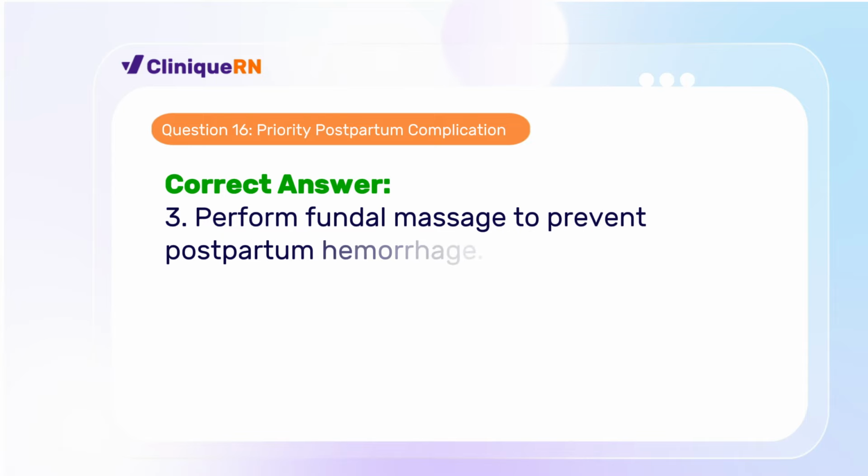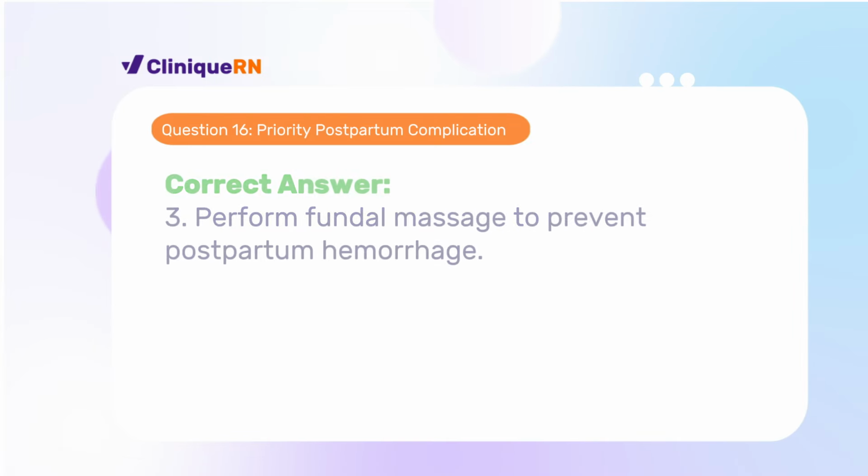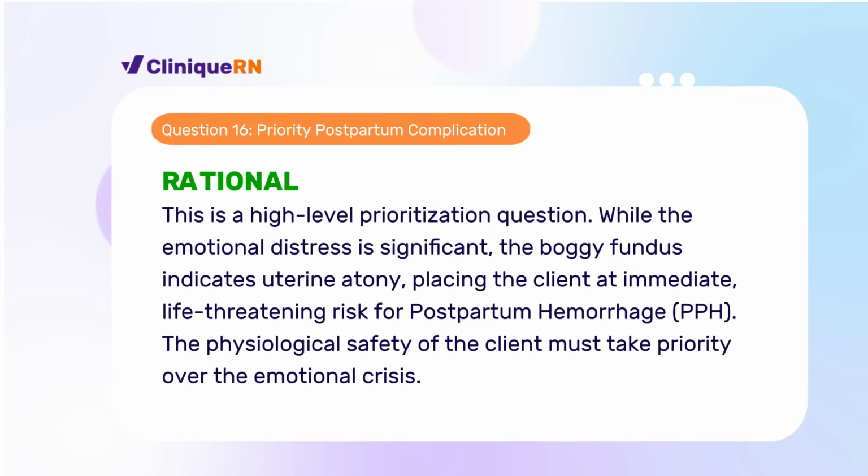The correct answer is 3. Perform a fundal massage to prevent postpartum hemorrhage. Rationale: this is a high-level prioritization question. While the emotional distress is significant, the boggy fundus indicates uterine atony, placing the client at immediate, life-threatening risk for postpartum hemorrhage, PPH. The physiological safety of the client must take priority over the emotional crisis.